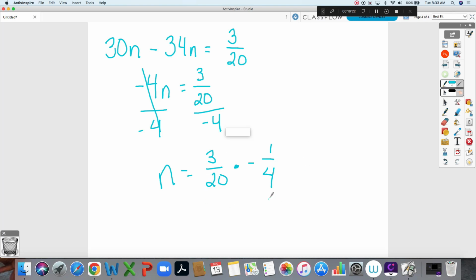Is there anything I can cross cancel here? So 3 times negative 1 is? And 20 times 4 is?